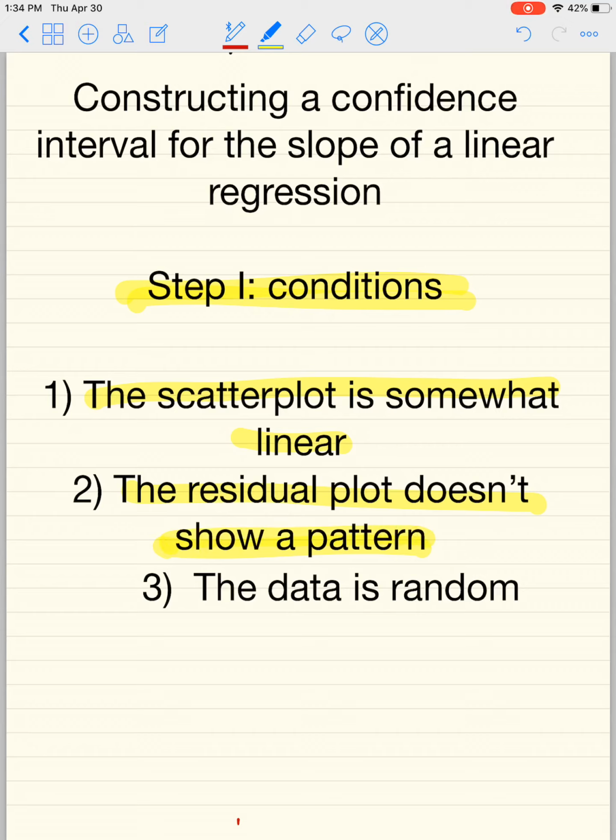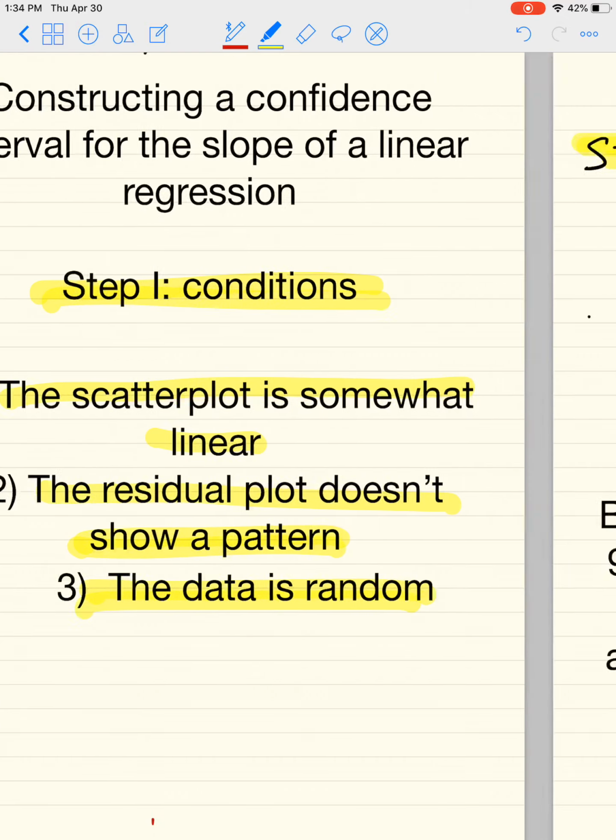And finally, the data is random, okay? We want to make sure that if you're using, let's say, a father's height to predict a son's height, you don't want to choose like 2 kids from the same family. So it has to be random, independent. So that's step 1. Those are your conditions.